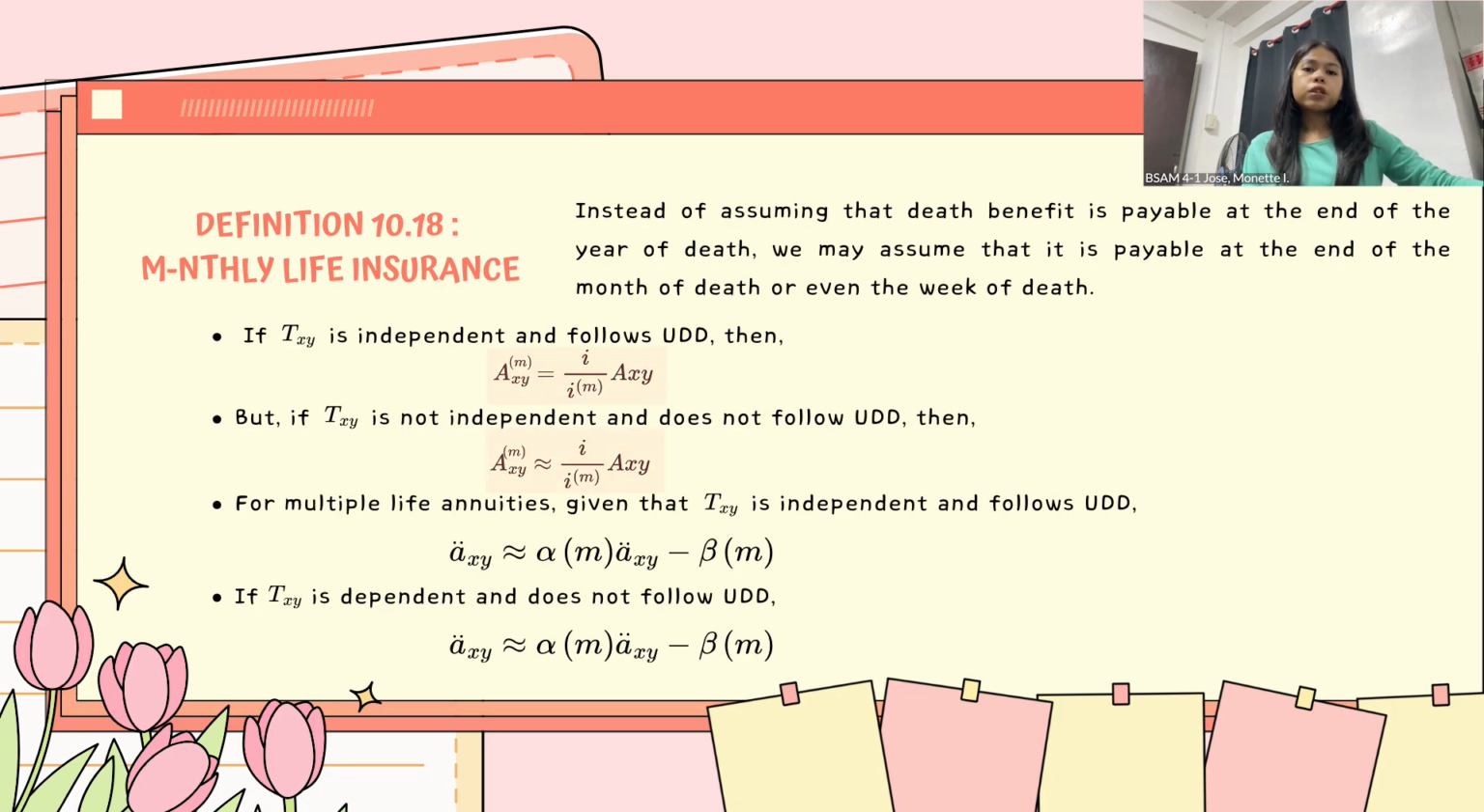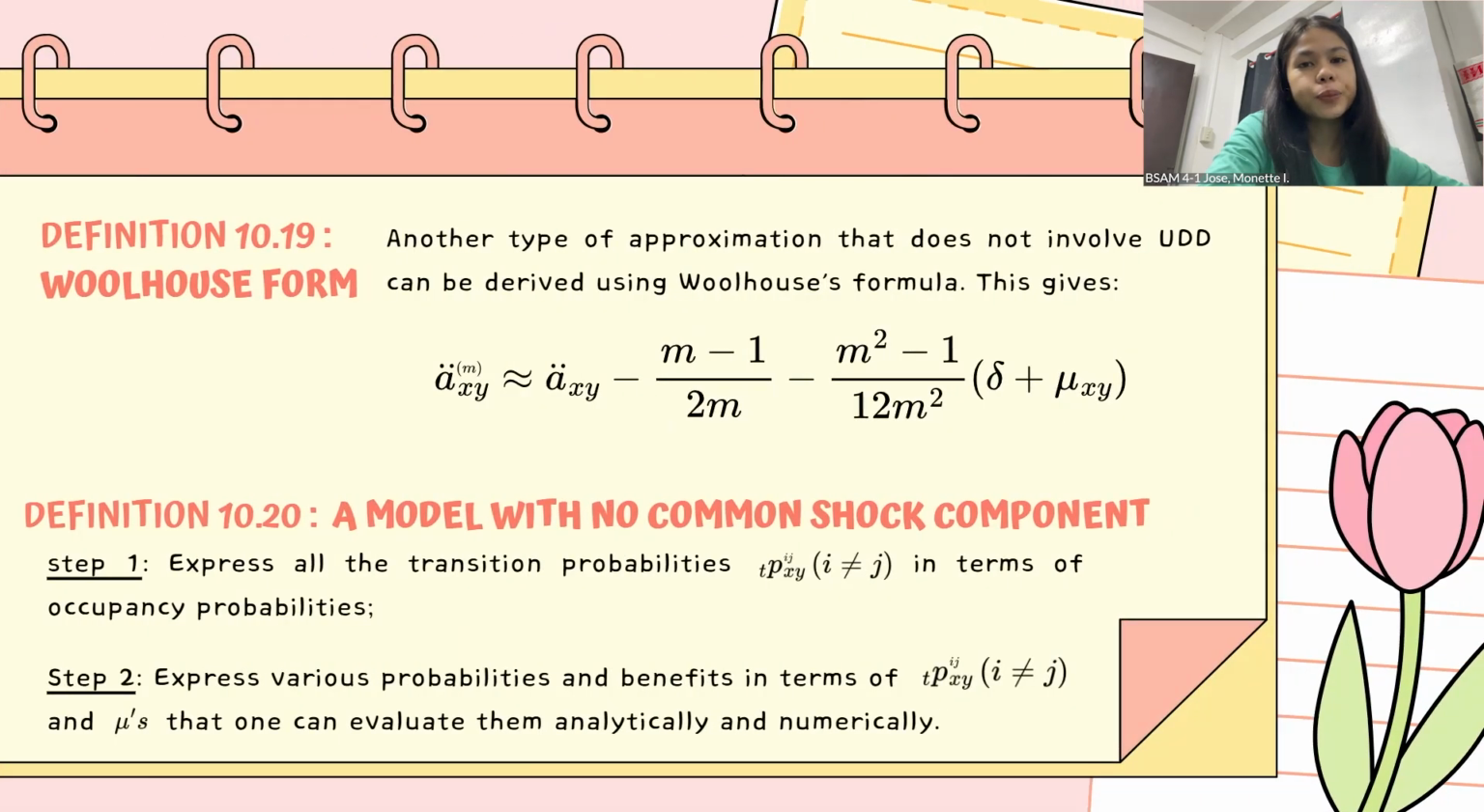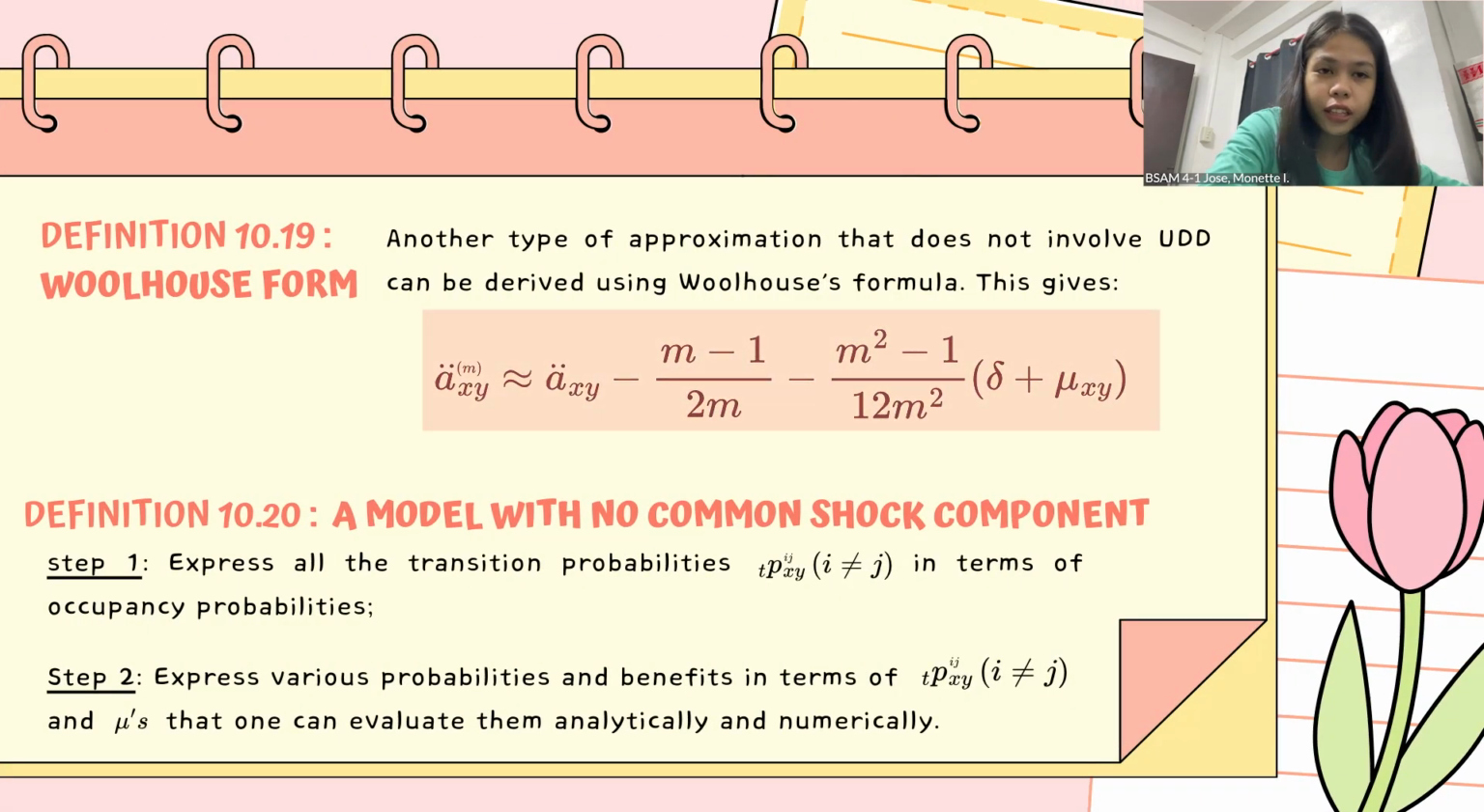The first two formulas are used assuming these are independent lives and follow UDD. The third and fourth formulas assume these are non-independent lives and follow UDD. On the other hand, the Woolhouse formula is simply an alternative approximation method, specifically for annuities, that doesn't rely on the UDD assumption. And presented here is the formula for the Woolhouse.